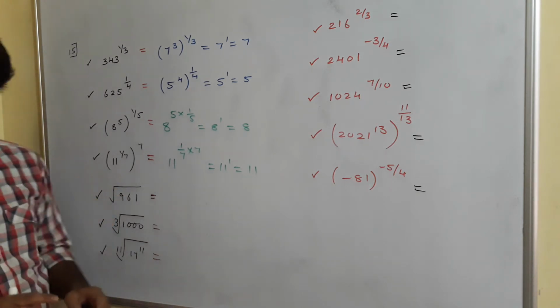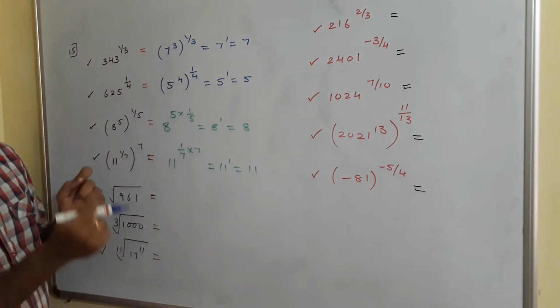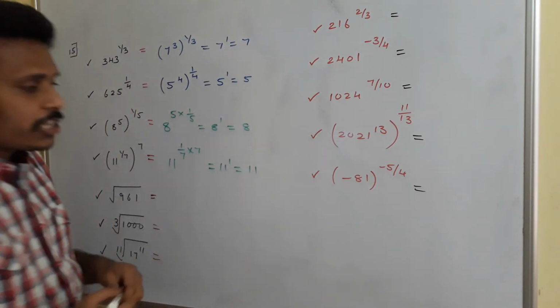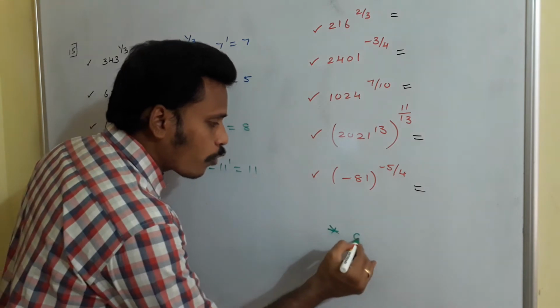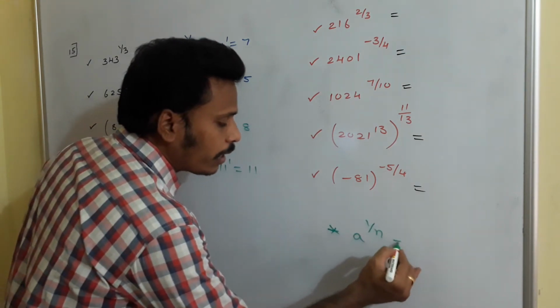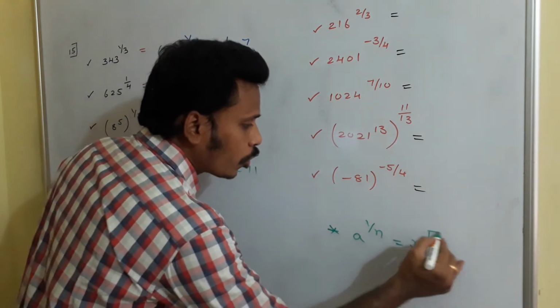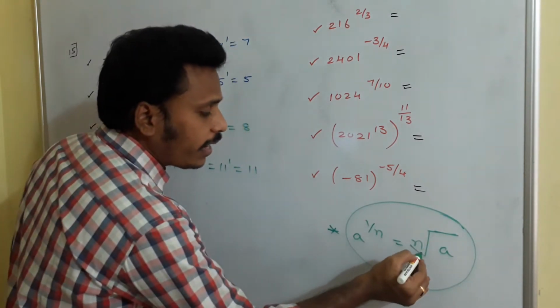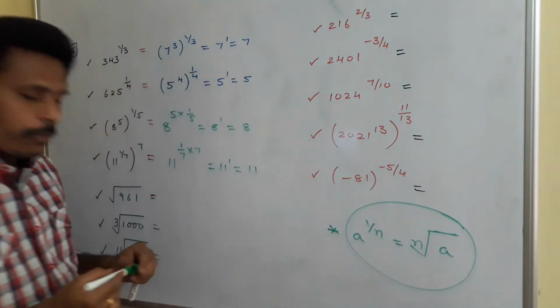As I said, nth roots and exponents are interlinked. In the last class itself, I mentioned the connection. If you have something like a power 1 by n, then you can write it as the nth root of a. Right? The number n in the root sign gives you 1 by n.